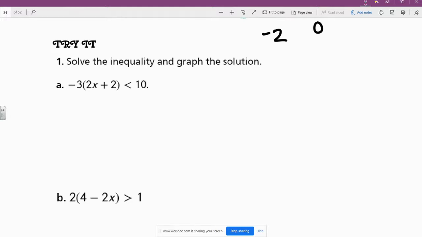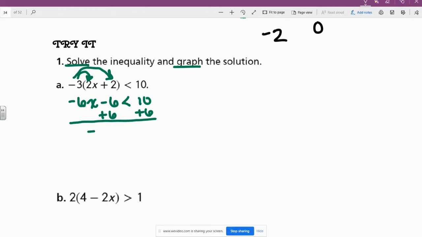So I'm going to distribute this -3 because I'm just going to solve the inequality here. The verbs are solve and graph the solution. So I get -6x minus 6 is less than 10. And then I'm going to add 6 to both sides because my goal here is to get x by itself. I get -6x is less than 16.